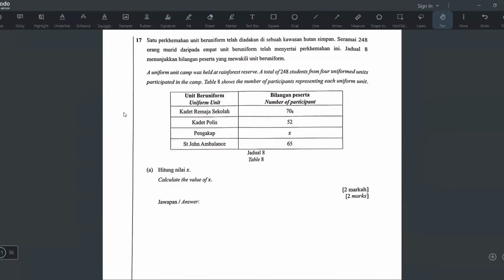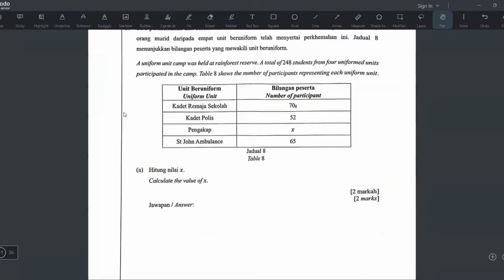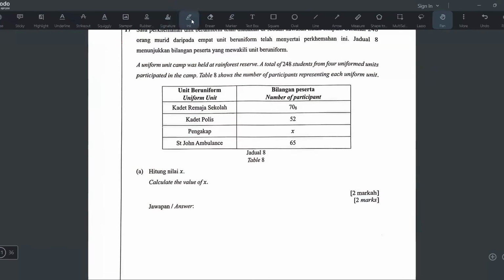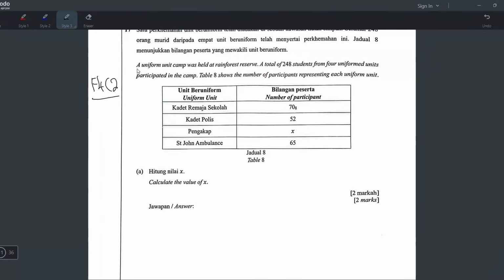Okay, last question now, number 17. Okay, this looks like a number base because I see this one already. So I know it's definitely from 4 chapter 2. Okay, a uniform unit camp was held at a rainforest reserve. A total of 248 students from 4 uniform units participated in the camp. Okay, faham. Total is 248, alright, so that's the jumlah for everyone.